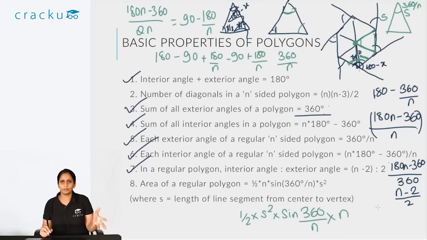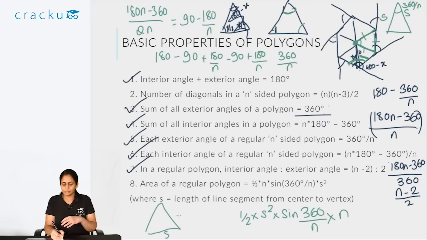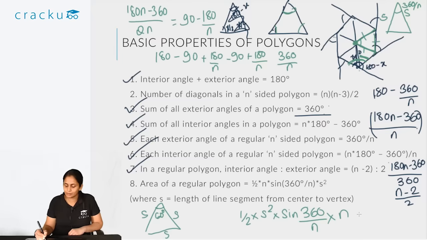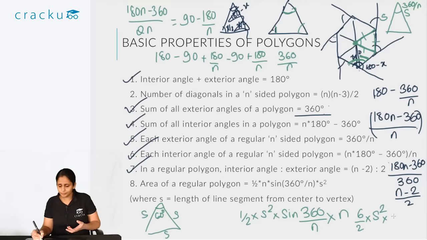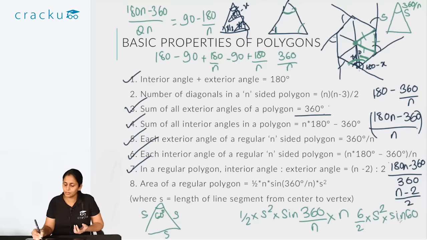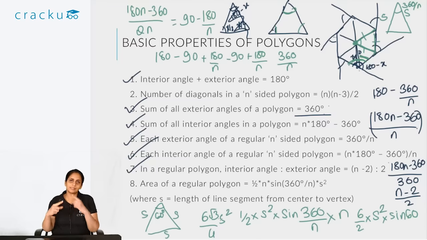Of all the polygons, the most important polygon to remember is the hexagon, because it features most often in CAT. In case of a hexagon, this will be an equilateral triangle, and this length will be equal to this length, which will be equal to this length. So whatever is the length of the side of the hexagon, all three sides will be the same. This will be 60 degrees. So essentially there are six equilateral triangles. So 6 by 2 into the side of the hexagon squared into sine 60, and sine 60 is root 3 by 2. So I have 6 root 3 by 4 times S square. As I see, root 3 by 4 S square is the area of an equilateral triangle, and 6 times the area of an equilateral triangle is the area of the hexagon. So from this I can infer the area of a regular polygon by using this basic concept.